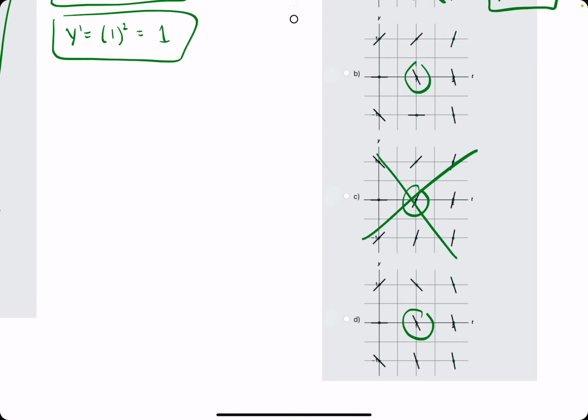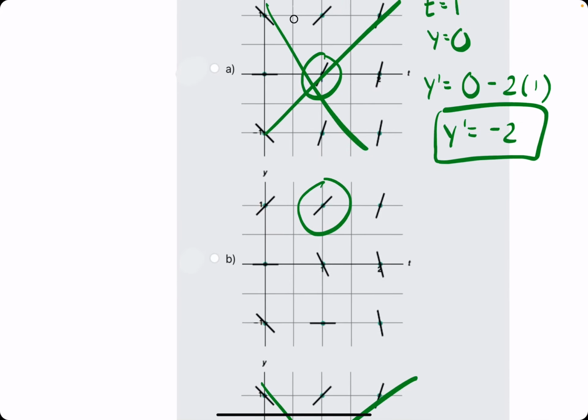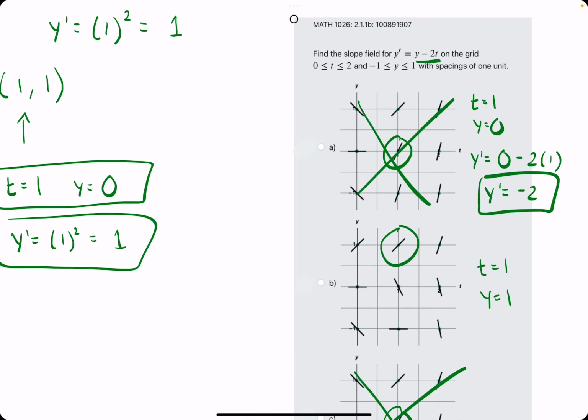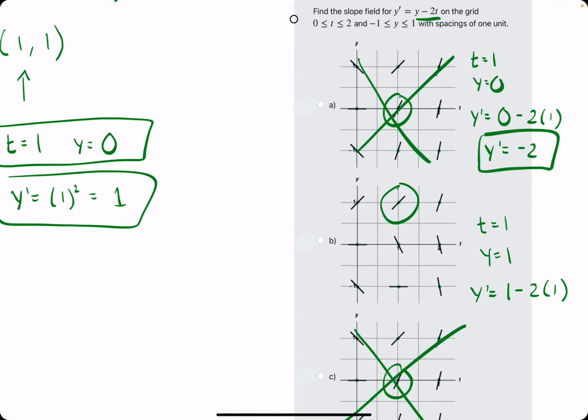We have a couple of different options. Let's go ahead and just do this point and this point. What is that ordered pair? That should be t equals 1 again, but y equals 1 this time. So we're plugging 1 and 1 into y prime. We have y minus 2t, so 1 minus 2 times 1. That'll give us a y prime, or a slope value, of negative 1.